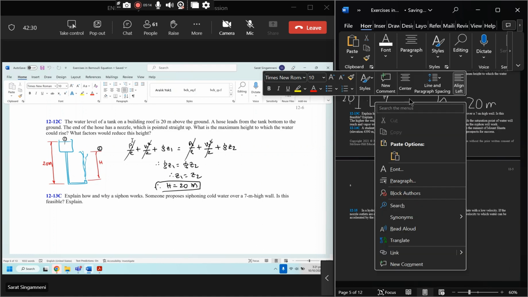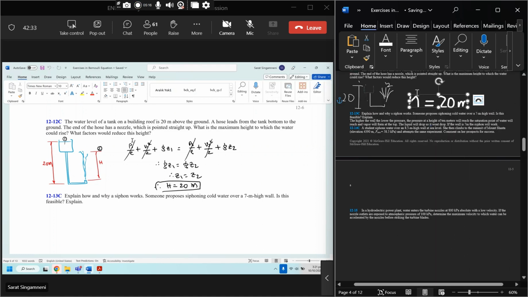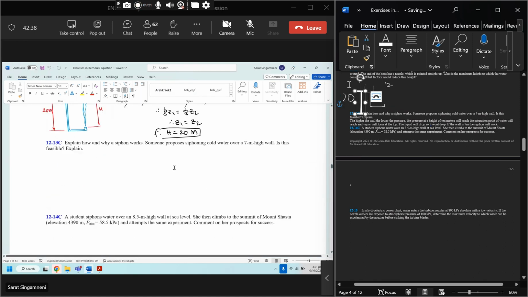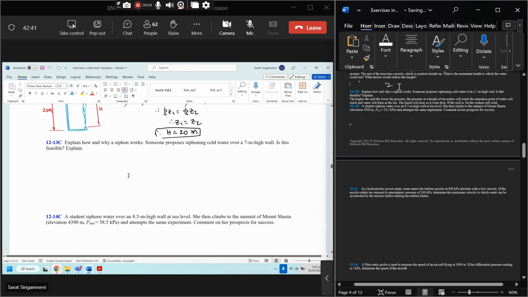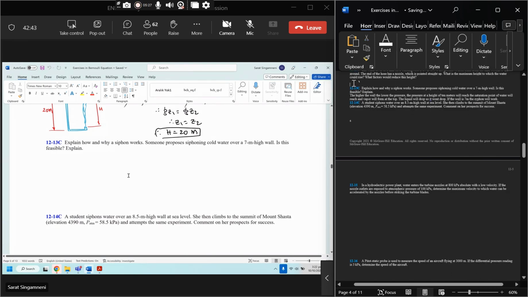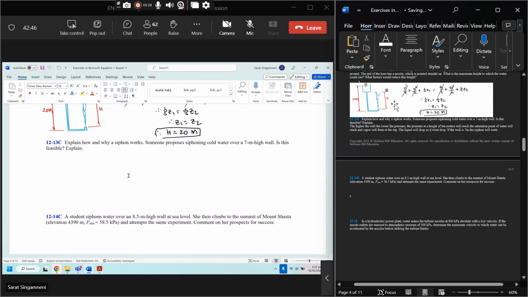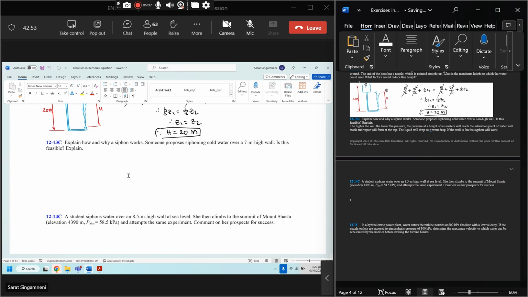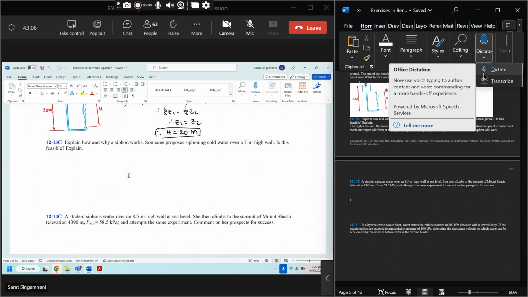So where are we? 12, 12C. I think I solved that for you, and explained how and why a siphon works. We talked about this in the class yesterday. As long as the free surface of the liquid in the tank is higher than the free surface at the point where it is delivered, the head difference is there, and therefore the siphon will work. However, there is a certain limitation to the height to which this pipe goes above the surface level.